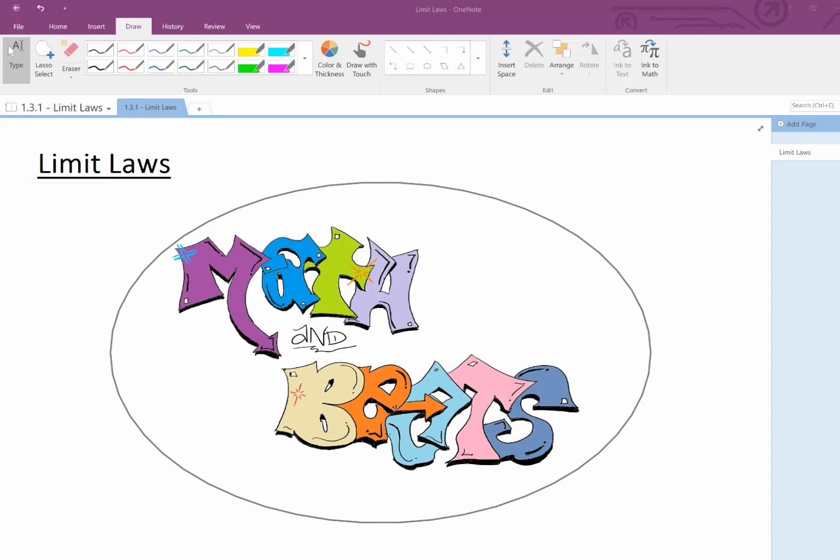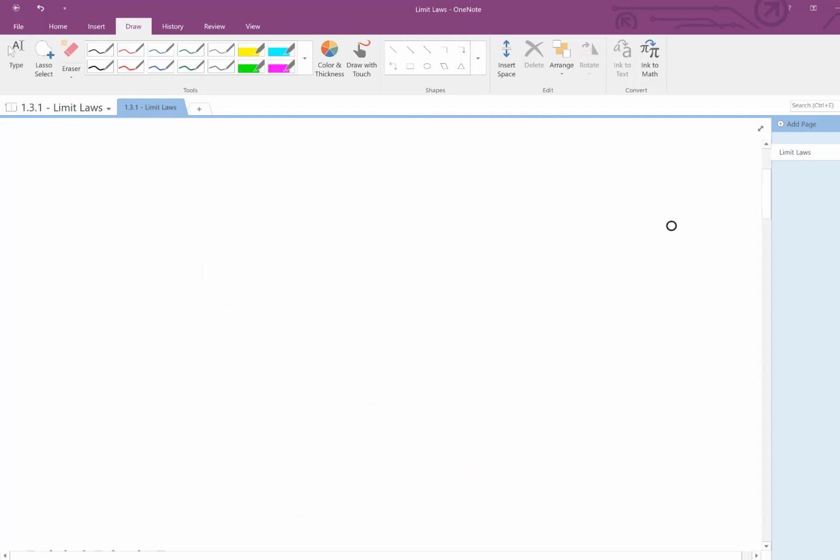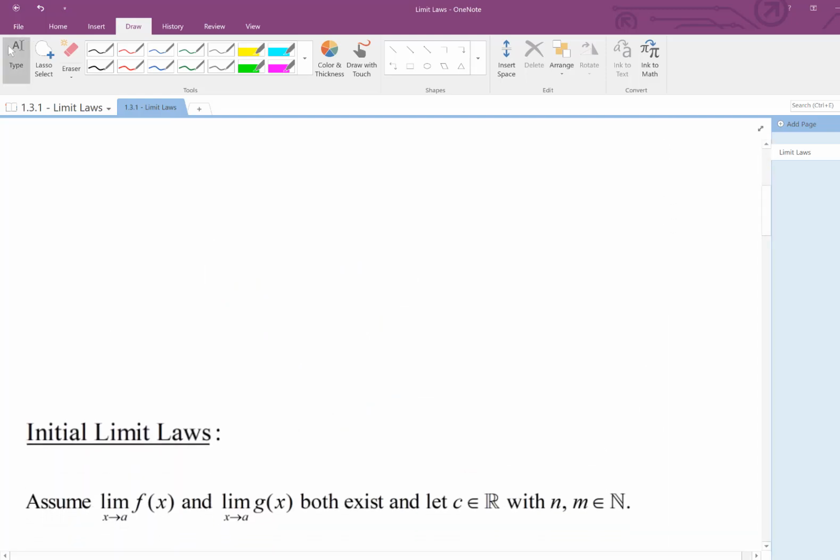Following up on the last video, we're going to look at limit laws, some initial limit laws that are going to help us compute more limits. What are these laws that tell the limits what to do? Let's take a look. First of all, we need to set up certain things that need to be true before we talk about the particular laws.